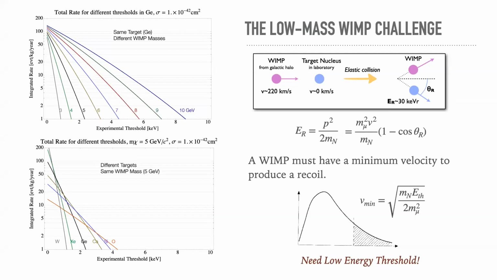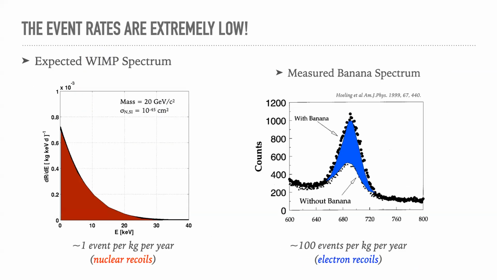But let me just, I know we're sort of over time, but I really like this. This is my last slide that's talking about event rates. So I think this is kind of a fun plot. This is the expected WIMP spectrum. And essentially, if I integrate this here, this is about 1 event per kilogram per year. We were talking about that range.